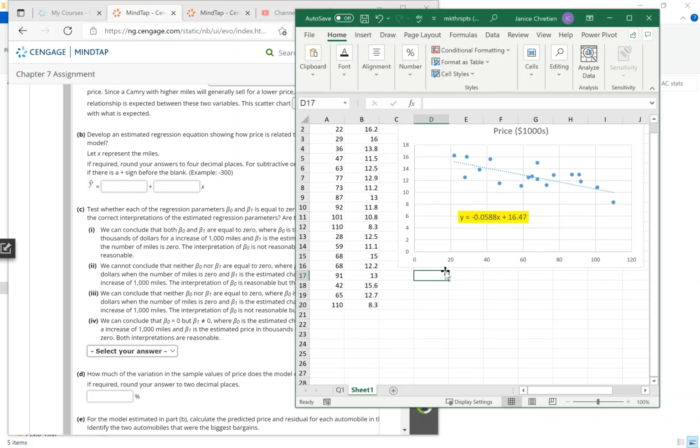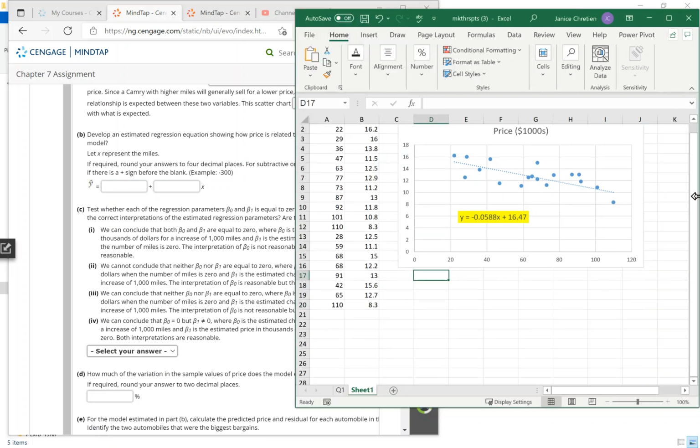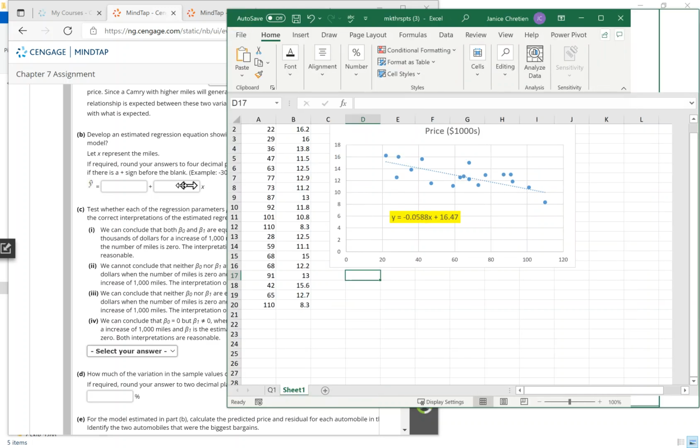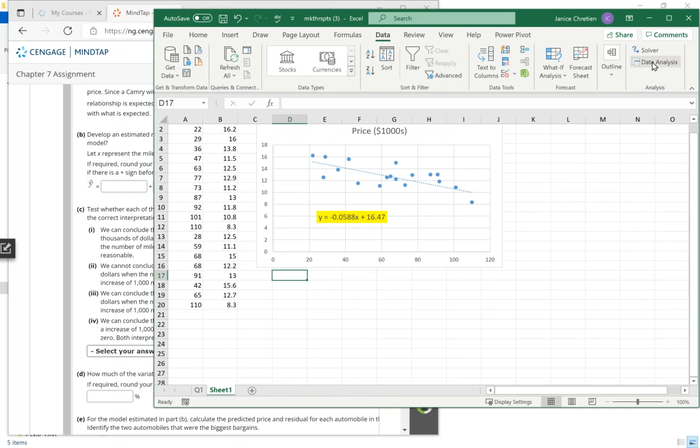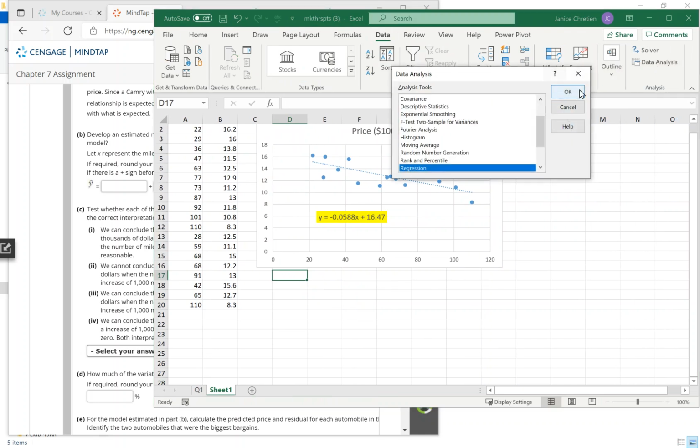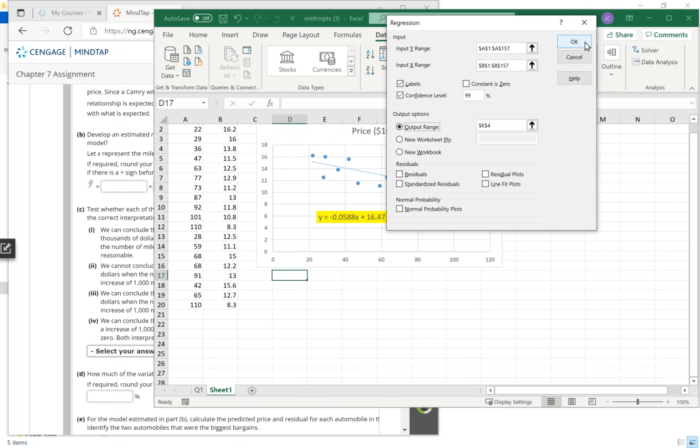So to do that, I am going to data analysis, regression again. But because I've worked this problem before, I know that later down in the question I'm going to need to look at some residuals. So when I run this, I'm going to go ahead and put those in. Let me show you what this looks like.